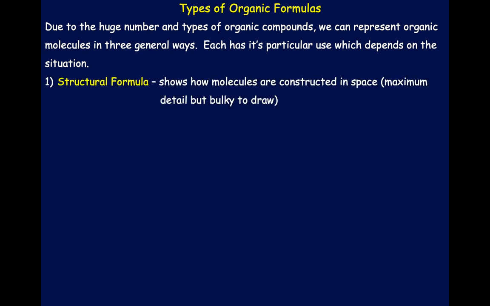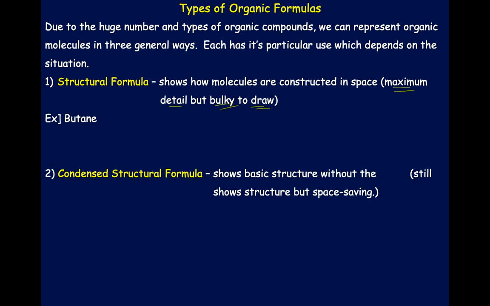So number one is something called the structural formula. When you draw a structural formula, you're basically drawing the molecule out with its bonds and everything that's attached to it. It gives you the maximum detail, but it's very bulky to draw, not easy to text, not easy to email, not easy to communicate with a computer. But it does give you everything you need to know about the molecule.